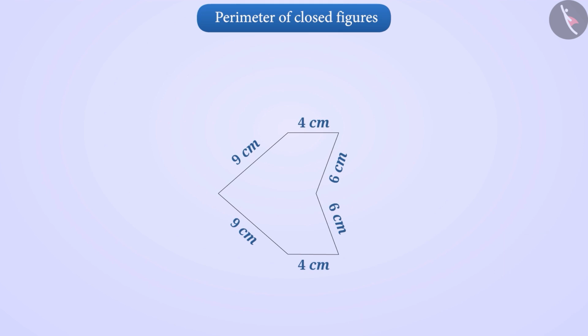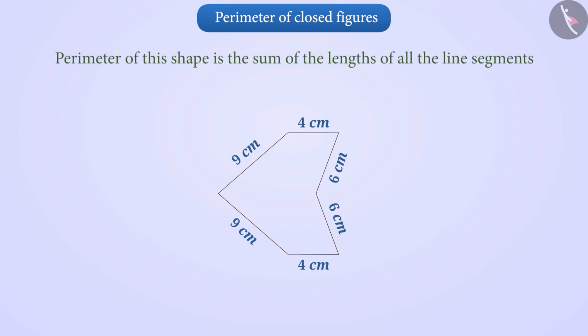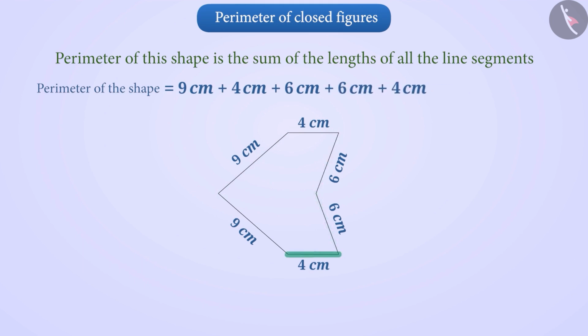Let me tell you, to find the perimeter of this shape, we have to find the distance that we cover when we complete a round by following the boundary of this shape. In this way, here we can say that the perimeter of this shape is the sum of the lengths of all the line segments. That is, the perimeter of the shape is 9 cm plus 4 cm plus 6 cm plus 6 cm plus 4 cm plus 9 cm, which is equal to 38 cm.